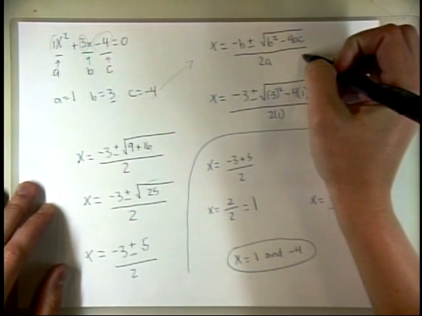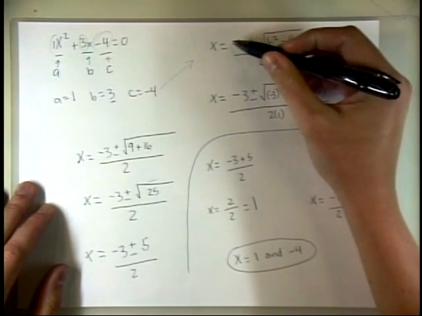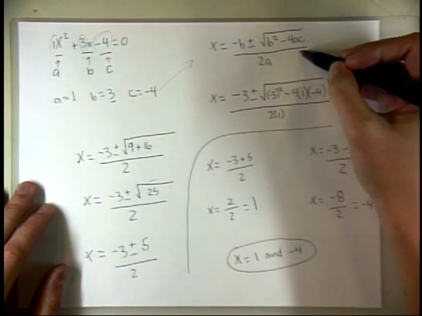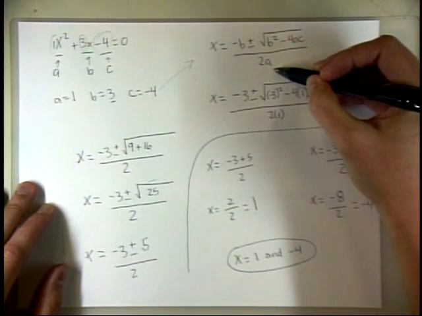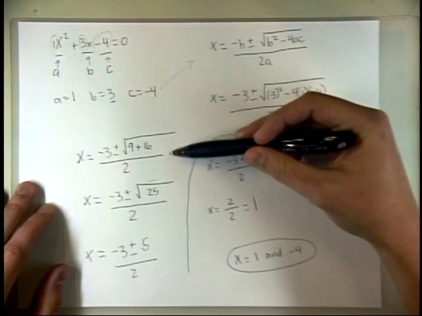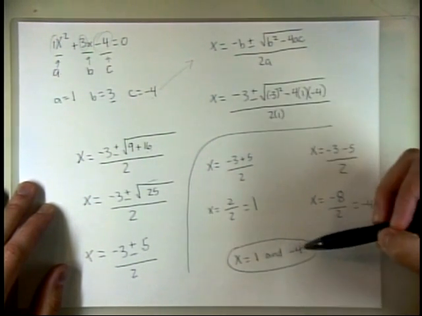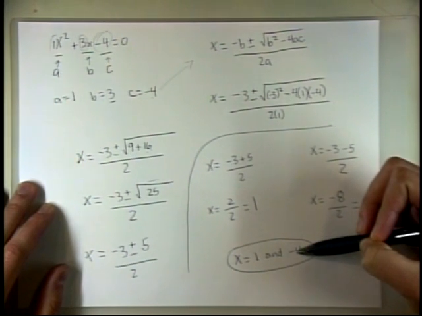You plugged it into your quadratic formula, which is negative b plus or minus the square root of b squared minus 4ac over 2a. And then you just simplified your problem down until you were able to find your x equals 1 and x equals negative 4.